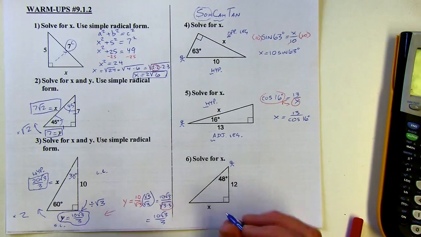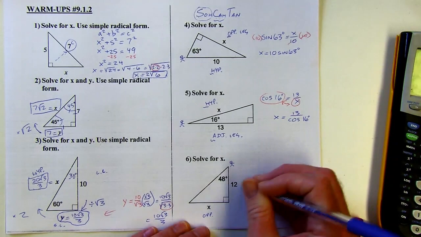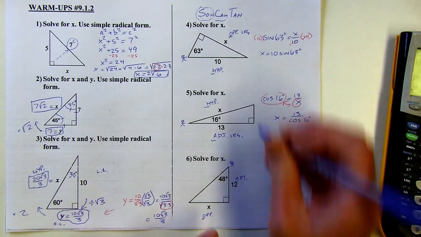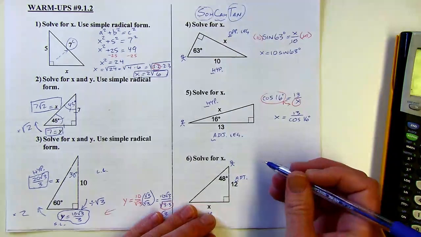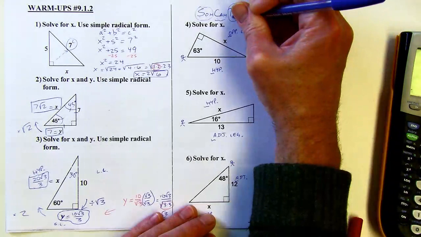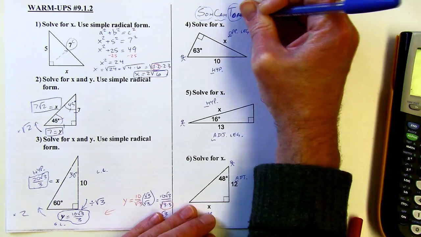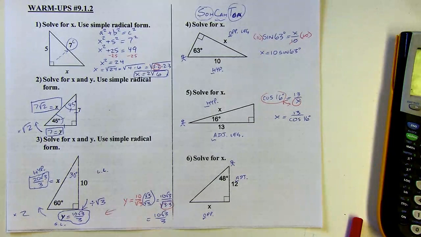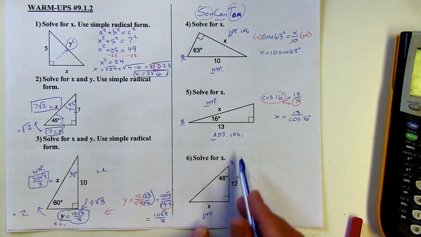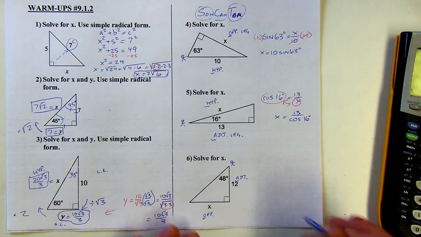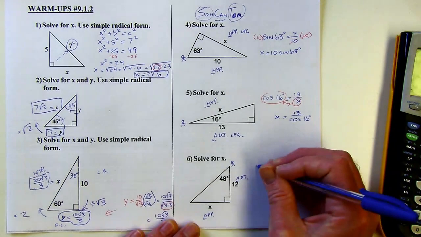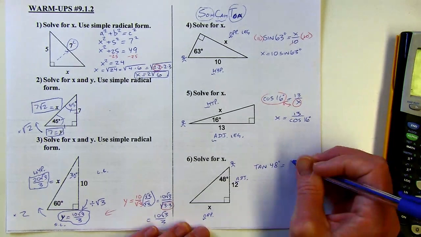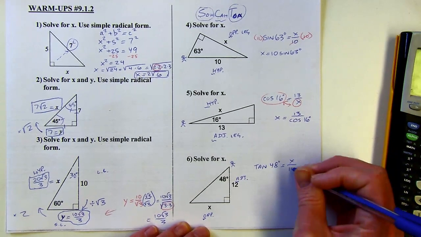Let's set the last one up. This is the opposite leg, and this is the adjacent leg. The hypotenuse is unmarked, so opposite and adjacent. Hey, that's using the tangent part, right? Oh, I wrote tangent. TOA is what I meant. SOHCAHTOA. Sorry, writing and talking at the same time. Okay, so SOHCAHTOA, so opposite over adjacent. I'm at the 48 degree angle. Opposite is x, and adjacent is 12.